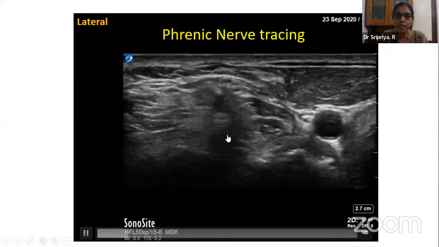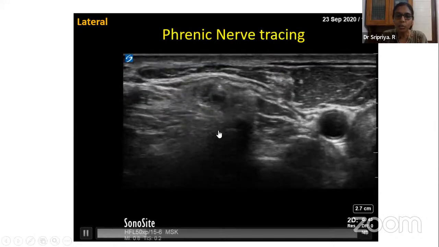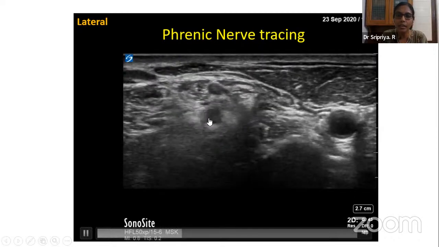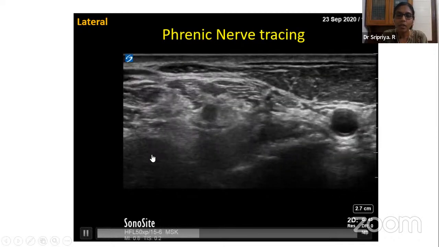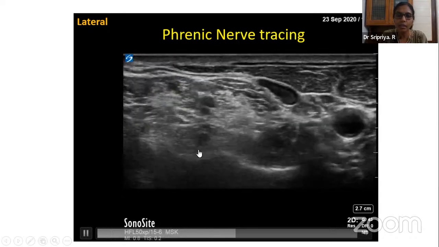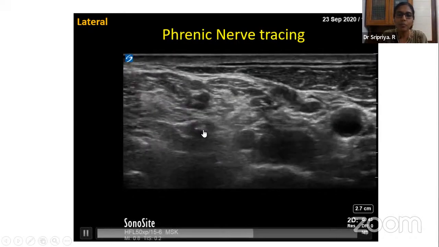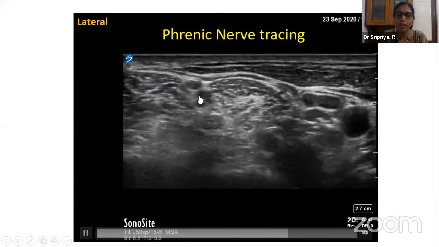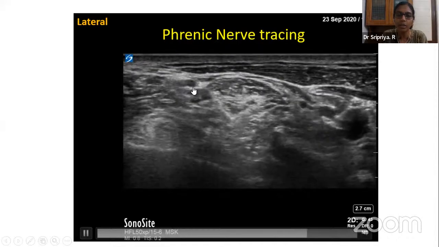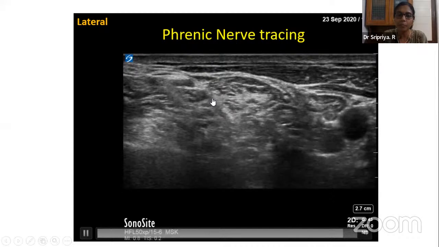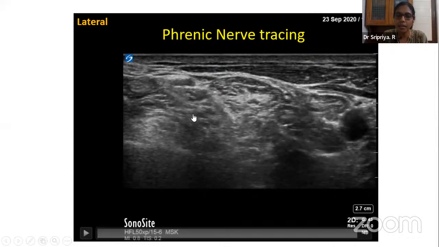So this is the C5 nerve root coming out of the C5 transverse process. Then here is the C6 transverse process and the C6 nerve root. As we move down, this is the C7 transverse process and the C7 nerve root. Here we can see that the C5 and C6 become multifascicular and they're coming close to each other, just about to join to form the upper trunk. And here the C7 has become multifascicular, it is the middle trunk.